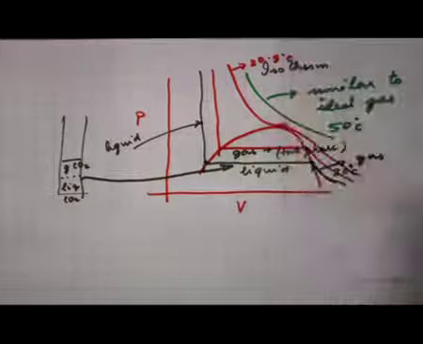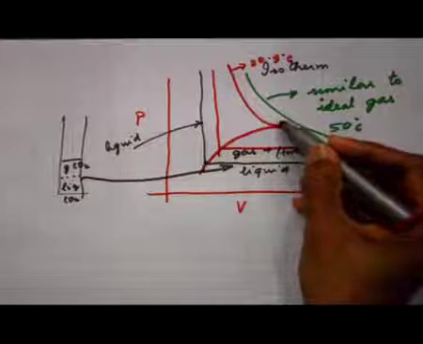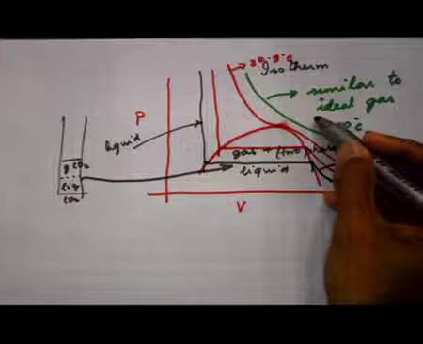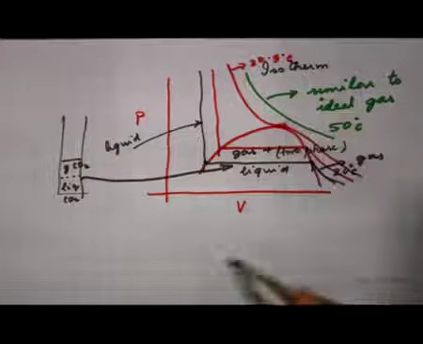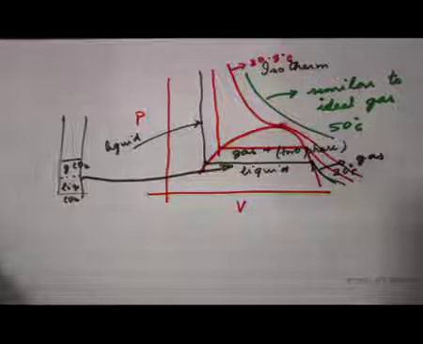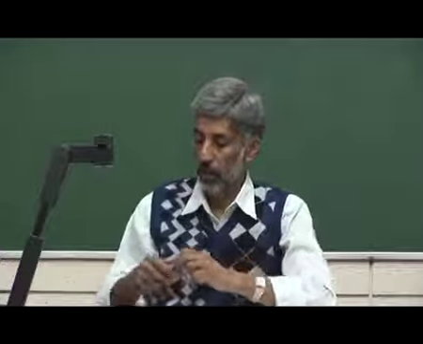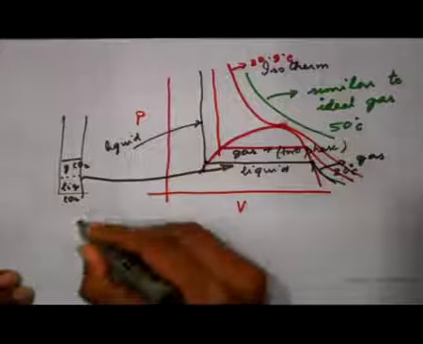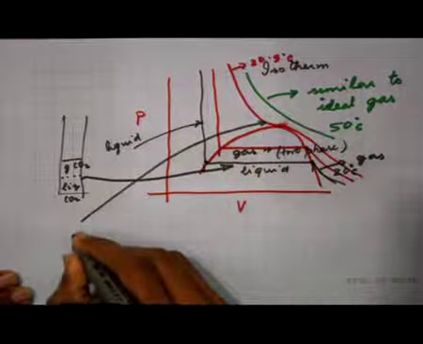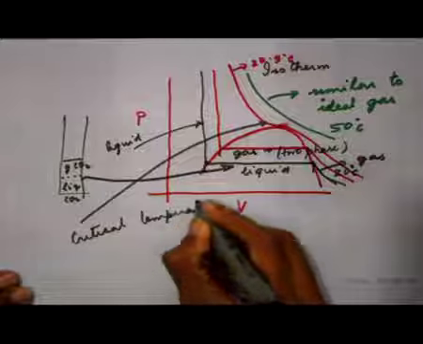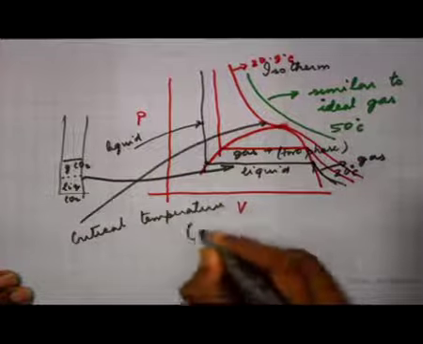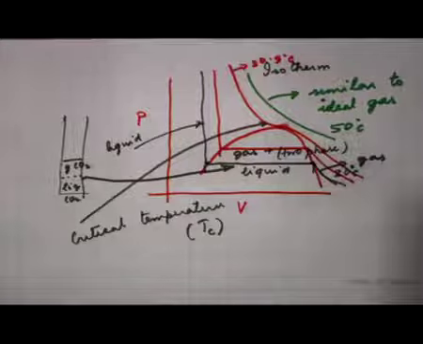So, what are we saying? Above 30.9 degrees Celsius, carbon dioxide does not show liquid behavior at all. So, this is the temperature above which any gas does not show liquid behavior, and it is called the critical temperature. So, this point here is called the critical temperature, and it is denoted as T sub C, for C stands for critical temperature.